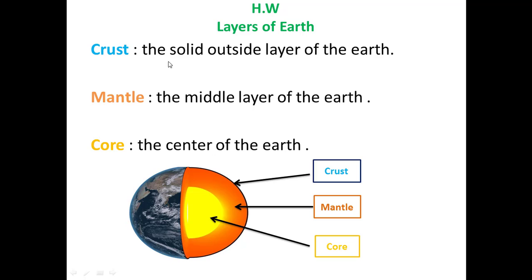So what's crust? Crust, the solid outside layer of the earth. This one is crust. Crust, the solid outside layer of the earth. Mantle, this one is a mantle. Mantle, the middle layer of the earth.